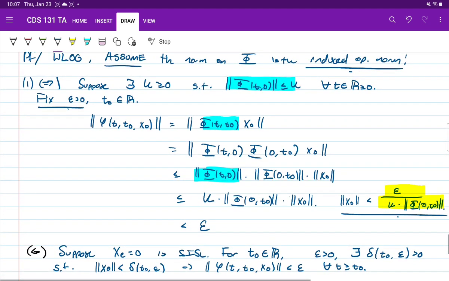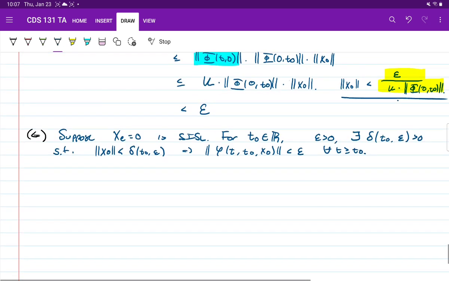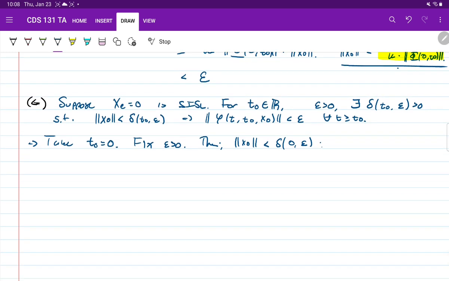The bound on the norm of our state transition matrix, where the second argument is just time t equals 0. Okay, so I'll just say, take your initial time t naught equals 0, and let's go ahead and fix some epsilon greater than 0. Then what do we have? Norm of x naught being less than delta of 0 comma epsilon will imply the following. Well, it implies by definition of stability that the norm of phi of t comma 0 comma x naught is less than epsilon, right?